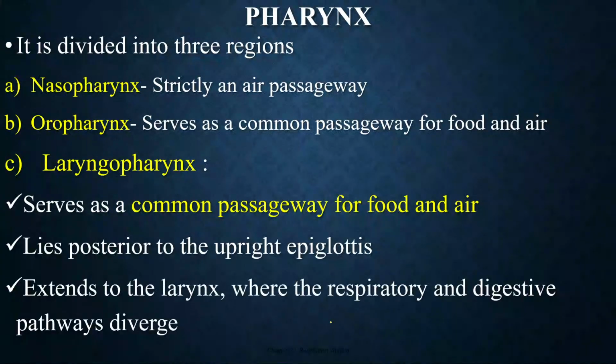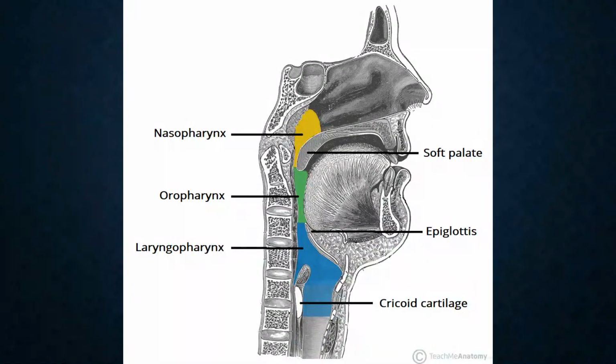The next organ, we talked about this particular organ, that is the pharynx. This organ is divided into three regions. And the first region is the nasopharynx. Naso simply means the nose. Nasopharynx. And then we have oro. Oro simply means oral, the mouth.